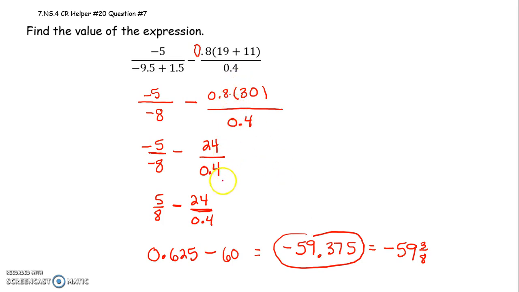So you work down the page. You complete one step at a time. You need to get a single value in each numerator and denominator. So that was my first go-to. That's what I was trying to do. I was trying to get a single value in each numerator and denominator so that I could then divide out. And in my last step, I needed to subtract. I hope that helps you follow your order of operations.